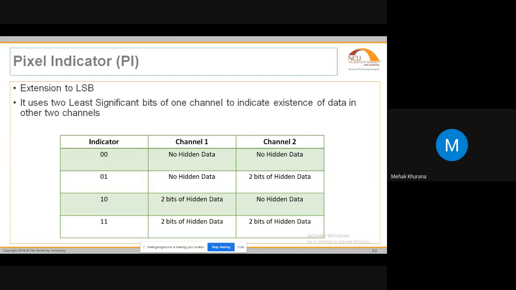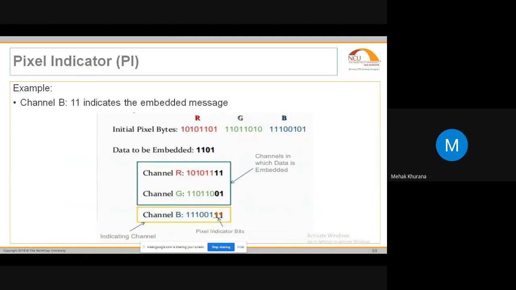Next slide. So for example, you can see there are 3 channels. One is your R, G, and B, that is your red color, green, and blue. First, the red color shows me the first pixel of the image. This is the first pixel of the green image, and this is the first pixel of the blue image. So I have to embed the data 1101. This is the data that I need to embed.